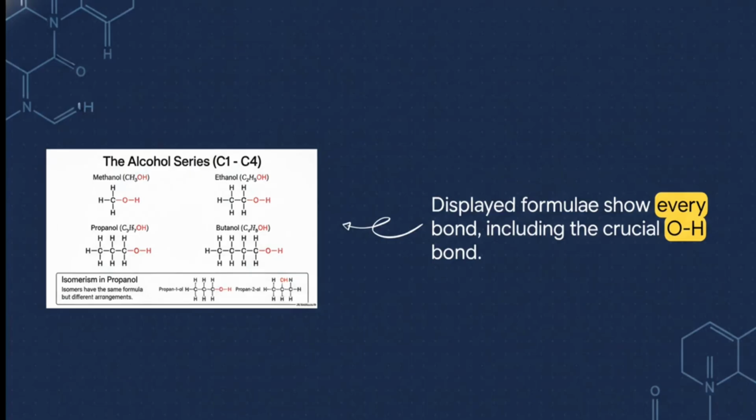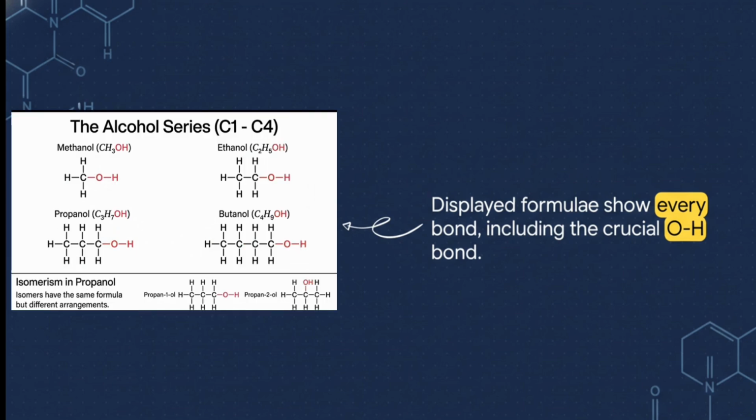Now let's talk about how we draw these things, because this is super important. On the screen, you can see methanol, that's the one with 1 carbon, and ethanol with 2. Now, for anyone studying this, listen up. A displayed formula means you have to show every single bond. See that little line connecting the oxygen and the hydrogen? You can't forget that OH bond line. It's such a classic way to lose easy marks on an exam.